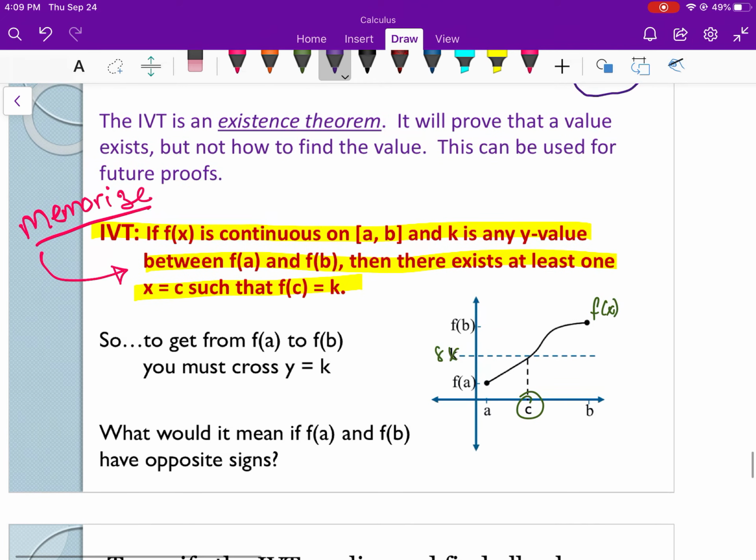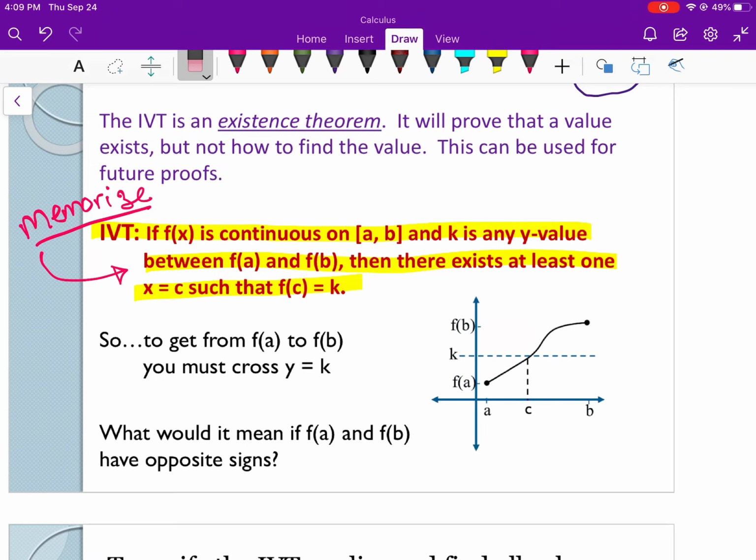What I have highlighted here in yellow has to be memorized. You have to basically regurgitate this information anytime you do one of these problems, and I'll model that on the next slide. Okay, to get you started, let me erase here. The IVT says the following.